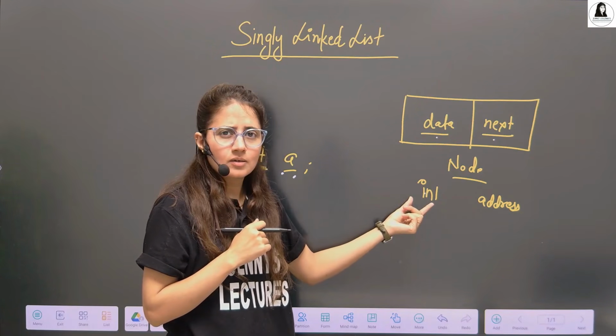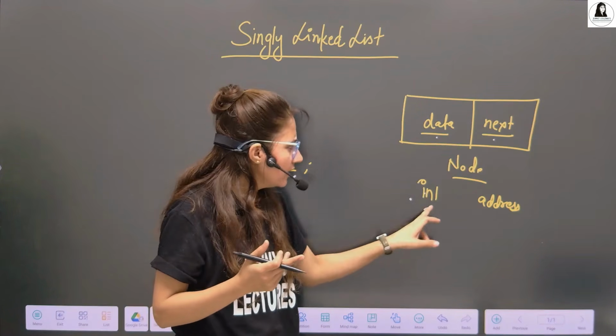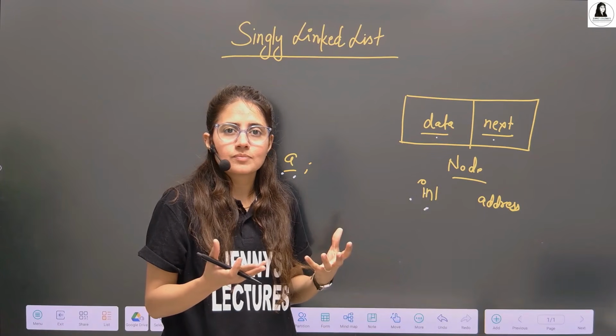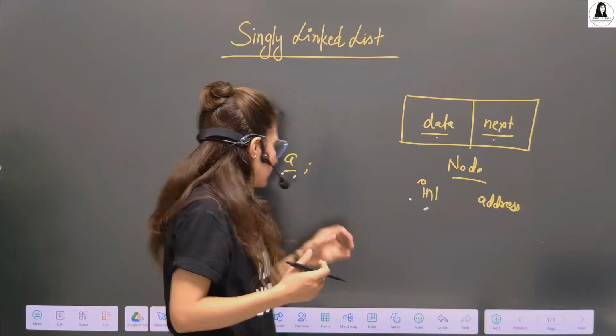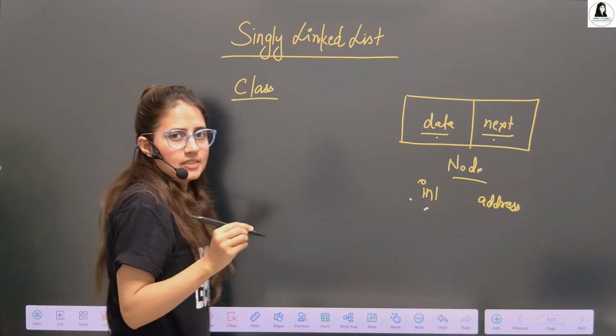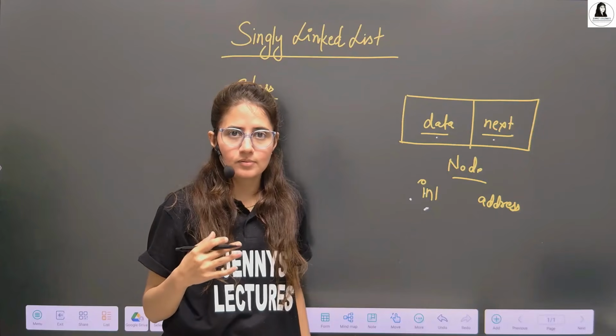Can we take int and name of the node? No, because it is containing int as well as address. So what type do you need? We know that in Java we have the concept of class. Class is basically a user defined data type, right?